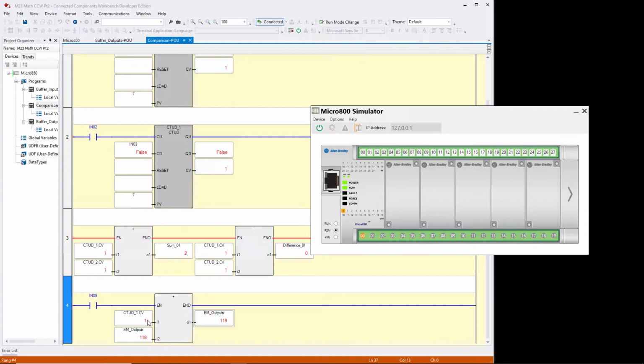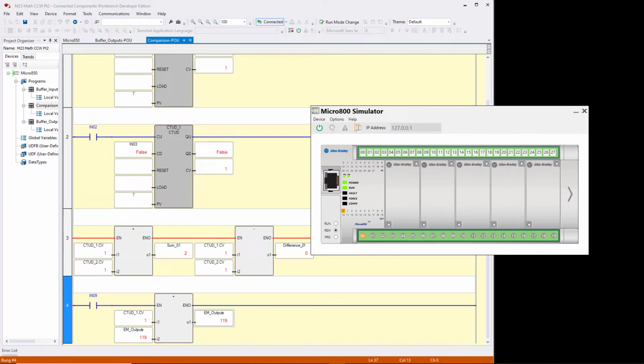This is 1 plus 119. So on the very first scan that this goes true, that's going to go to 120. The next scan, 121, 122, and so forth. And the subtract works the same way. It will decrement by whatever value you have. In this case, I'm using 1. So if you replace this with a minus instruction, then you would be subtracting 1 every program scan.